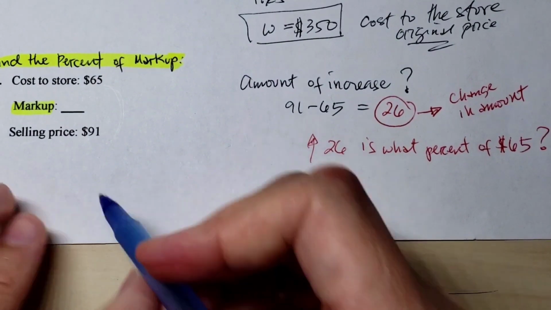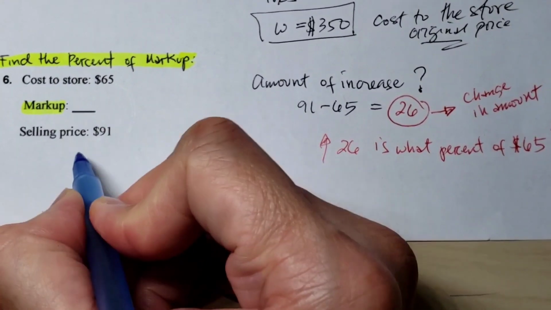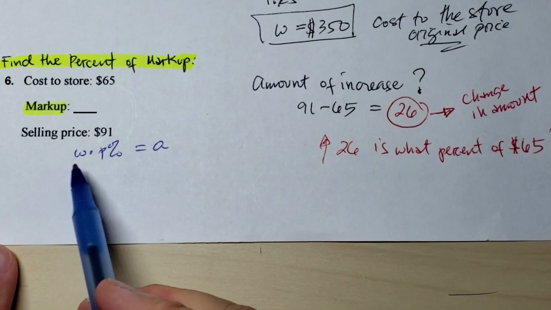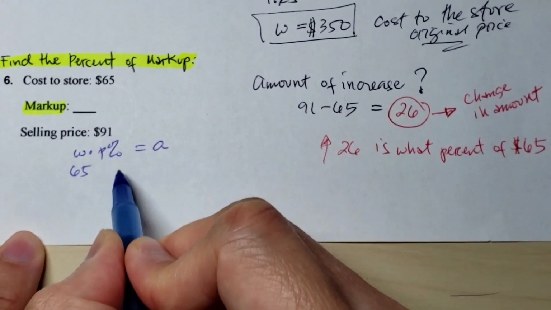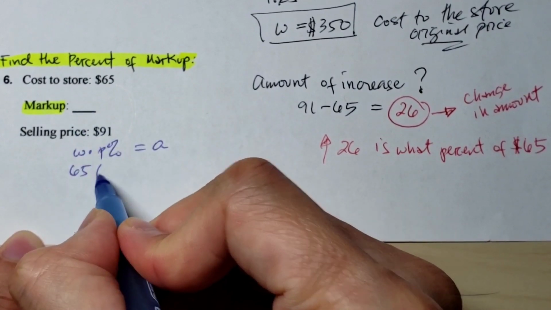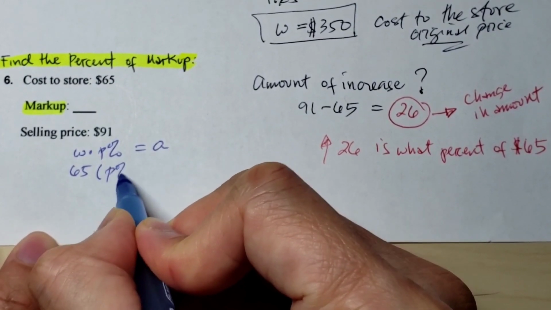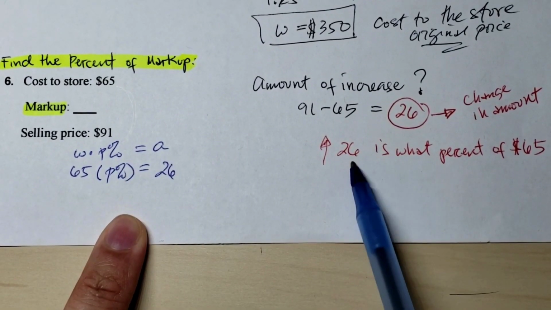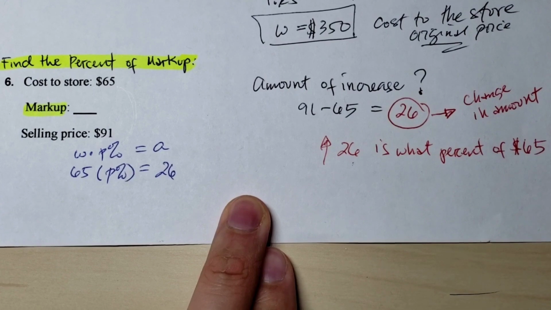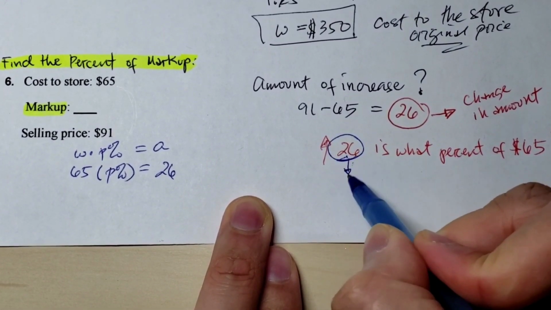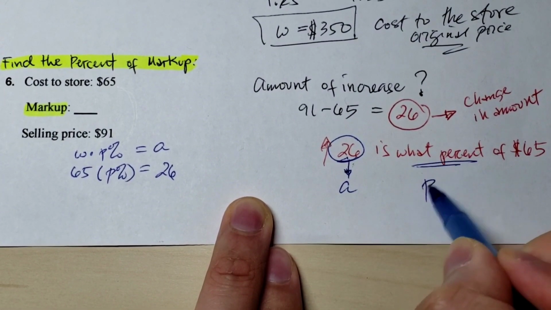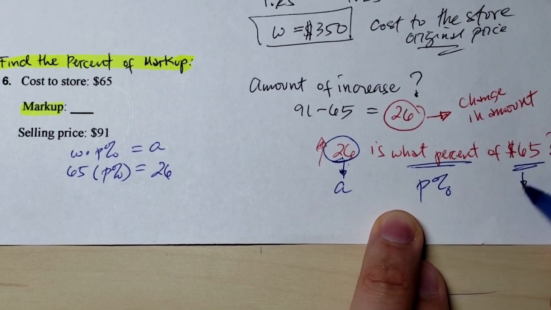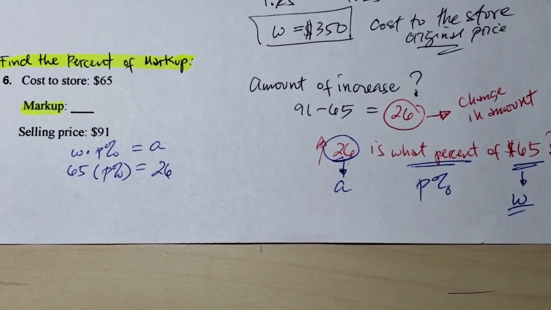So let's use our formula. We're going to use W times the percent equal to A. We do know what W is. It's 65. We don't know the percent yet. That will be our P percent. And we do know our A, which is 26, not 91, because we're talking about the amount of increase. So this would be your A. The percent is what we're looking for. Of 65 is your whole, which is the original price.